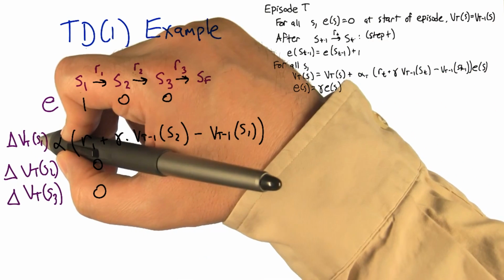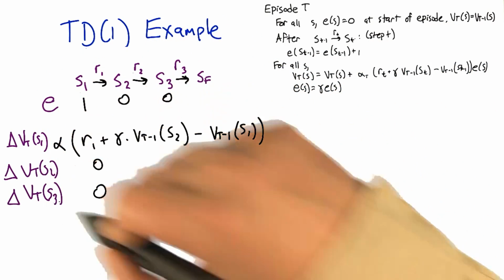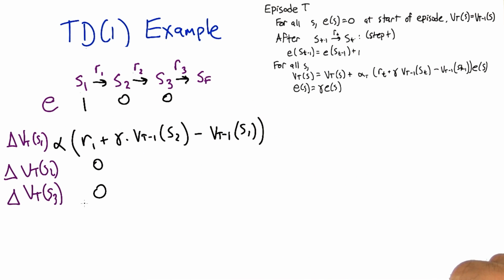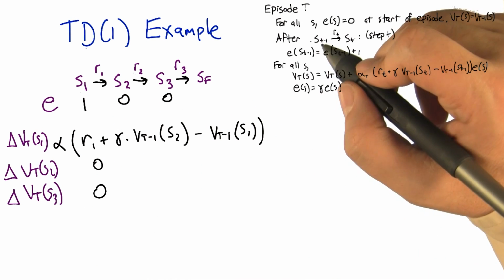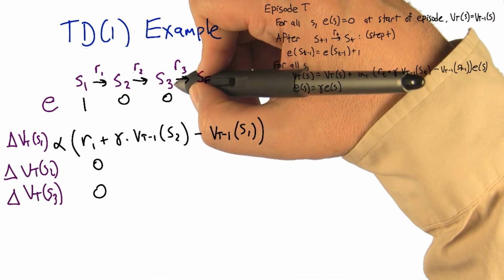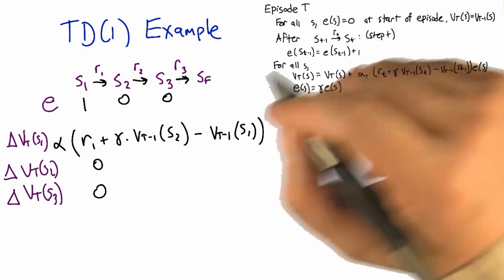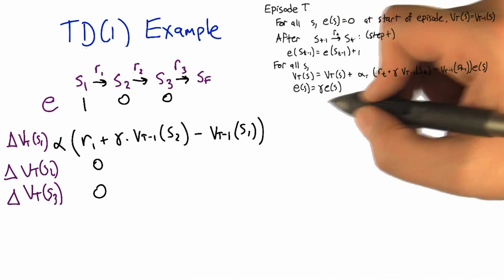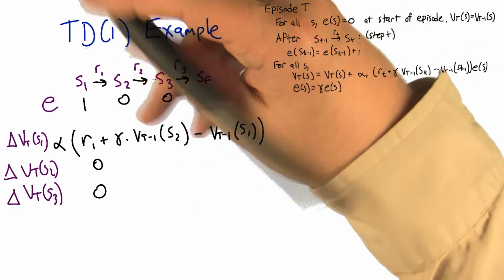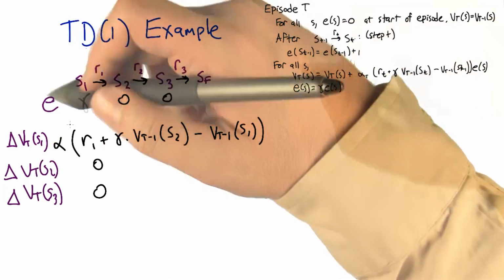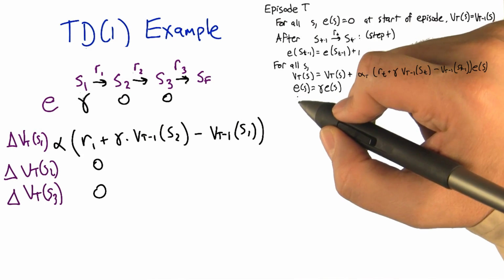All right, so that's the changes that we've made so far to the new value function for S1, S2, and S3. All right, now we take the next step, which is from S2 to S3. Oh, wait, no, sorry. Before that, we have to decay the eligibilities for everybody. So the zeros decay to still 0, and the 1 decays down to gamma. All right, now we're done that update from the step that we just took.